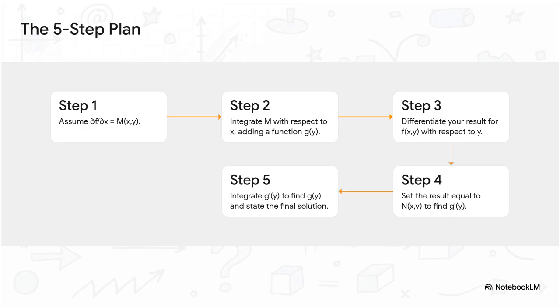We're basically going to work backward. We start by integrating M to get a big piece of our function. The key move here is that our constant of integration is actually a whole function of y, which we call g of y. Then we use N to figure out exactly what that missing g of y piece is. It's a really methodical process for revealing that hidden function.